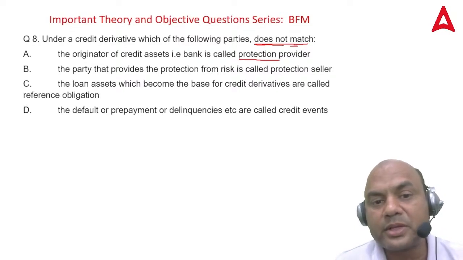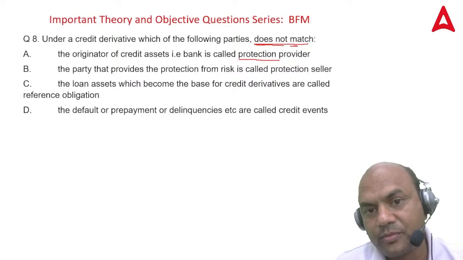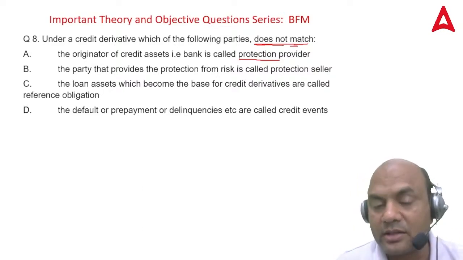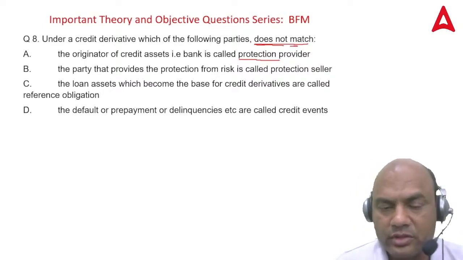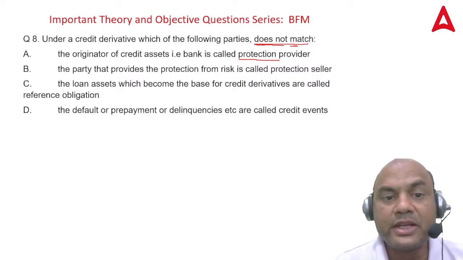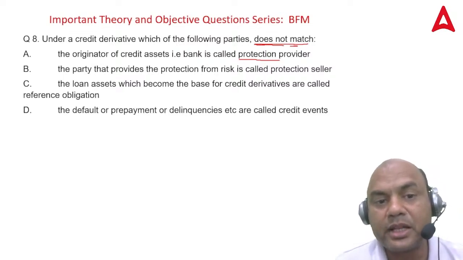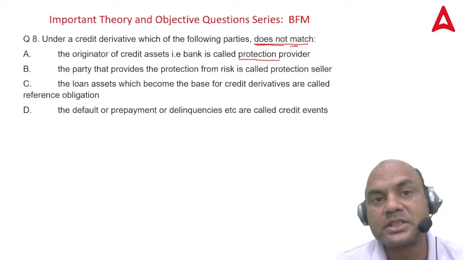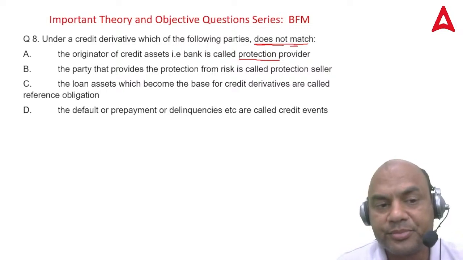The party that provides protection from the risk is called as protection seller. Okay, protection seller. Think over it. This is the insurance company, the party that provides protection from risk. So B is talking about the insurance company.